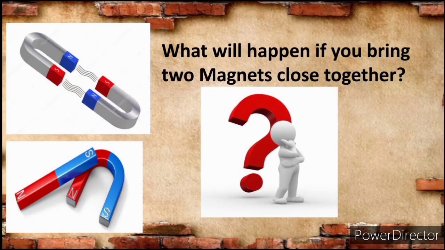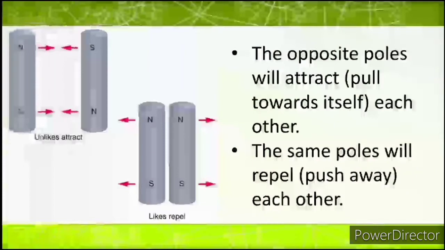What happens if you bring two magnets close together? Have you ever imagined? If you bring two magnets close together, what will happen? When you bring two magnets close to each other, the opposite poles will attract, while the same poles will repel each other. Wow.